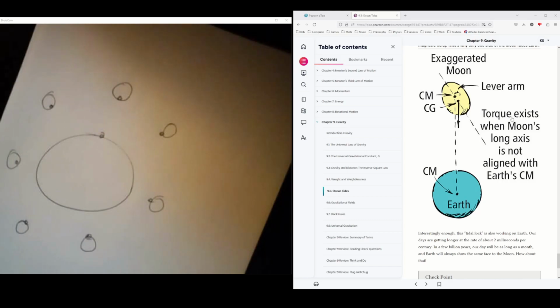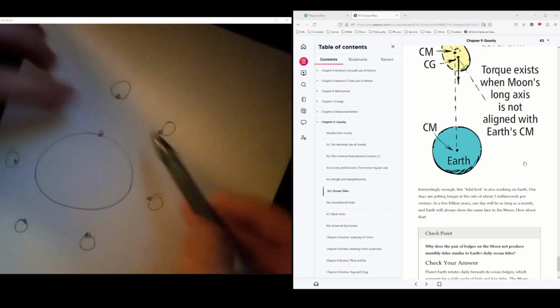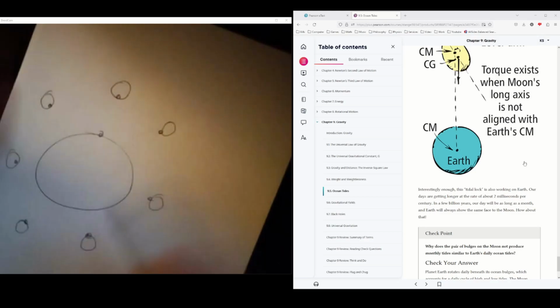And this is usually called a tidal lock. I see they use that here. Interestingly enough, this tidal lock is also working on Earth. So both objects actually want to come into a tidal lock. The smaller, lighter one will do it first. Earth, being much more massive, is going to take a longer time. But that's what tidal lock means.